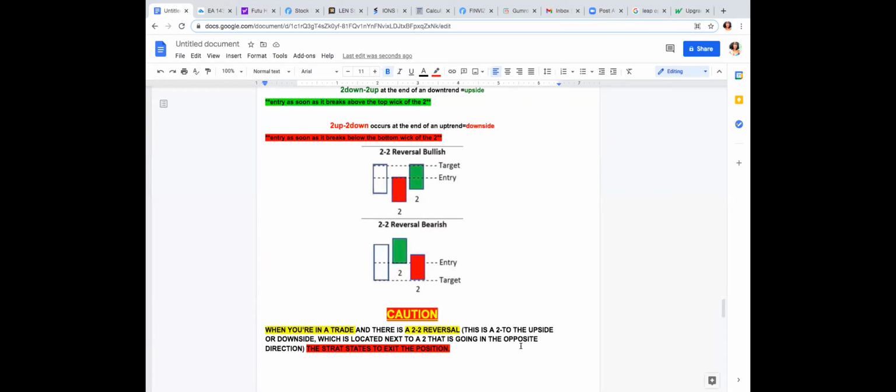Now, when you're in a trade and there's a 2-2 reversal, this is basically a 2 to the upside or downside, which is located next to a 2 that is going in the opposite direction. The strat states to exit this position.